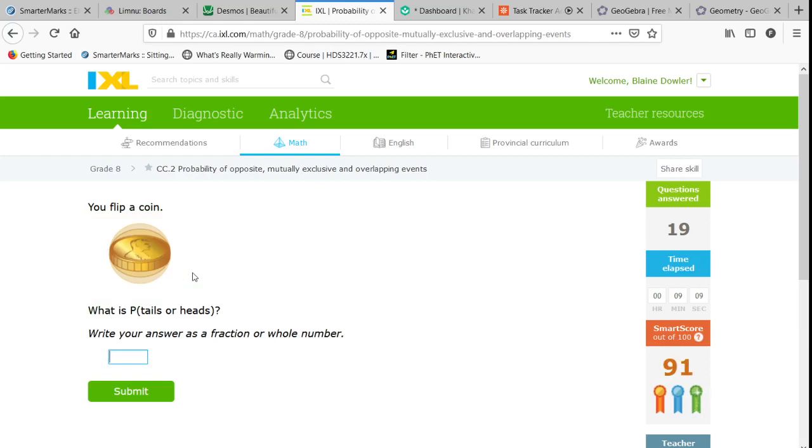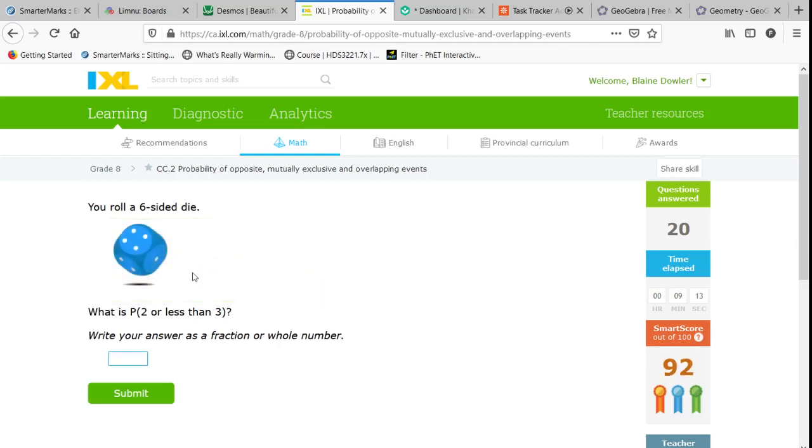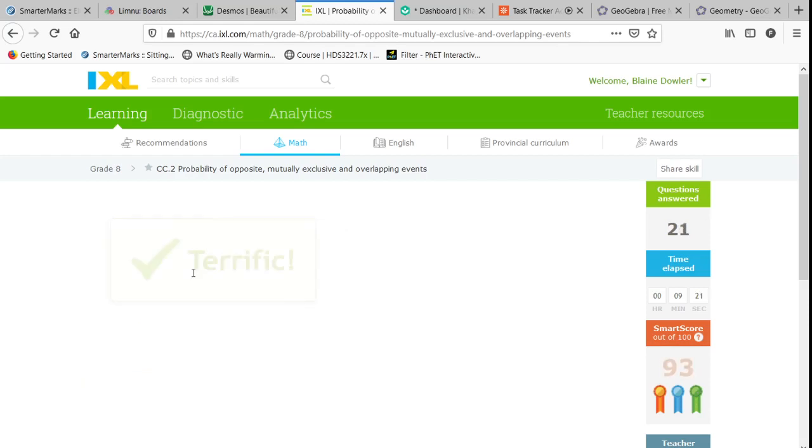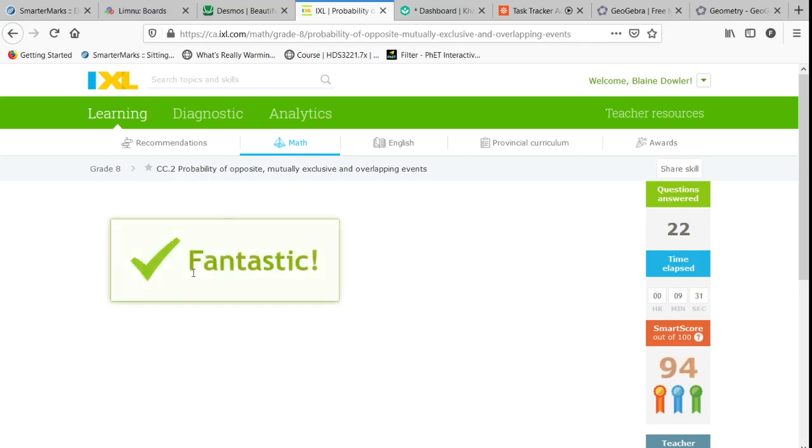Probability that it is heads or tails, that's a certainty. Probability is 1. Probability that it is 2 or less than 3, well, 1 and 2 are both less than 3, so it's 2 out of 6 or 1/3. What's the probability that you have a 3 or 4? That's 2 of the 6 outcomes, which is 1/3 or 33.3% to the nearest tenth.